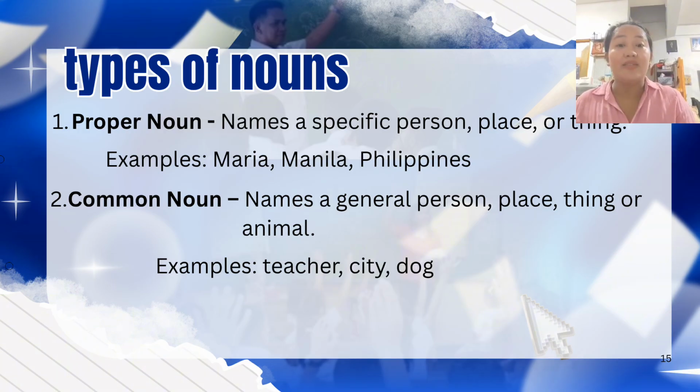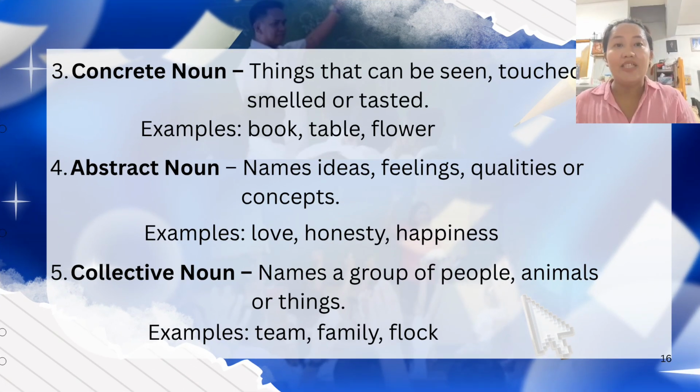Let's proceed to the next one, which is the concrete noun. A concrete noun are things that we can experience through our five senses. We can see, we can touch, we can hear, or we can smell and taste. For example, book, table, flower. That is the common example. The fourth type of noun is the abstract noun. Abstract nouns refer to ideas, feelings, qualities, or concepts that cannot be seen or touched. For example, love, honesty, and happiness.